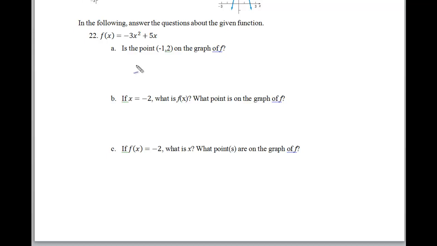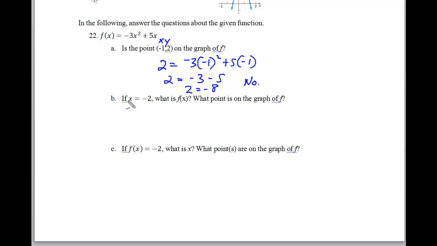Start this off with, is the point 1, 2 on this graph? So what we're going to do is plug this into the x and this into the y and see if the equation is true. So 2 is equal to -3 times -1 quantity squared plus 5 times -1. So 2 is equal to -3 times +1, so -3, and then 5 times -1 is -5. So 2 is equal to -8. No. This is not a part of the graph. So at -1, the y value is not 2.